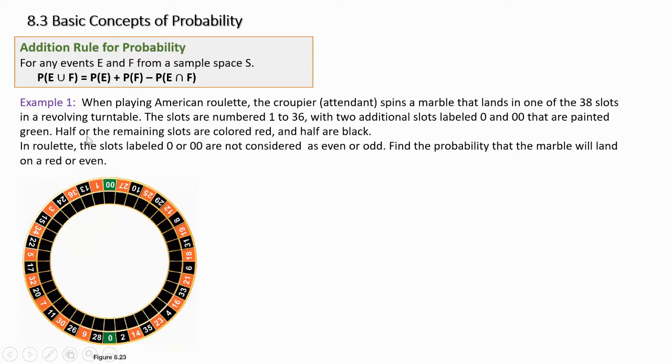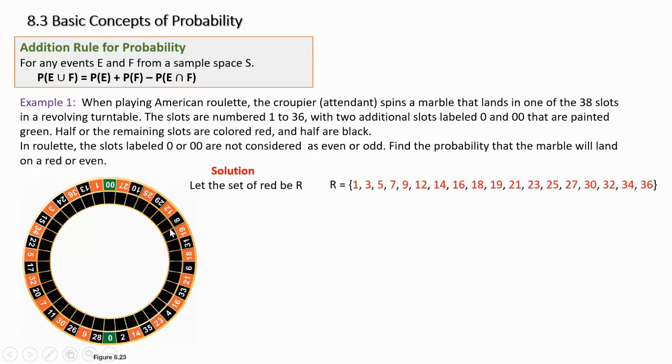Half of the remaining slots are colored red and half are black. In roulette, the slots labeled 0 or 00 are not considered as even or odd. So find the probability that the marble will land on a red or even. Okay? So here's the solution. We're going to let the set of red equal R. So everyone that's here, guys, that's red, I put here. And it's 1, 3, 5, 7, 9, and so forth. I got them from the turntable here. Okay.